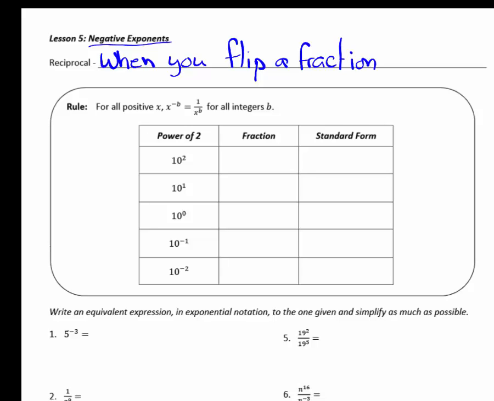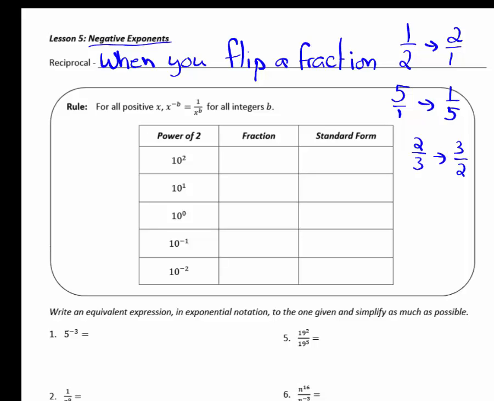So for example, if I have the fraction 1/2, its reciprocal is 2/1 or just 2. If I had the number 5, put it over 1, its reciprocal is 1/5. If I had 2/3, its reciprocal is 3/2. Right? So you're just flipping those.